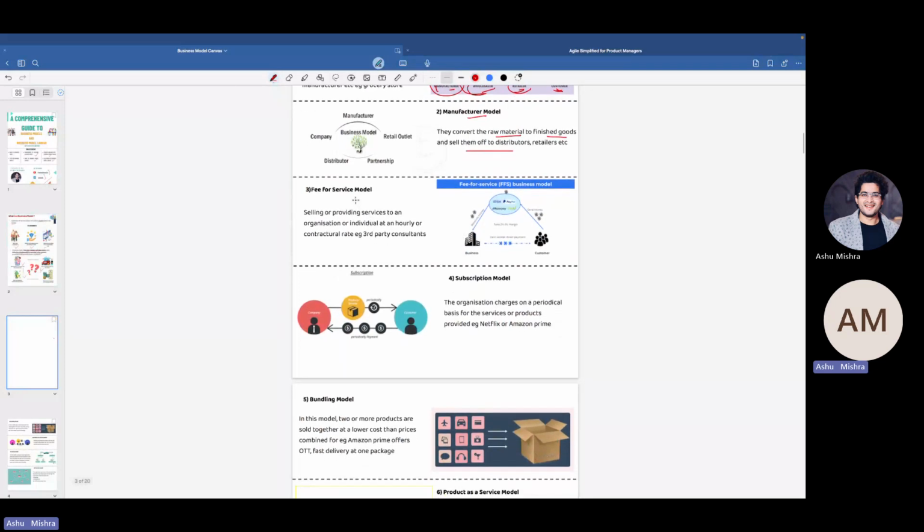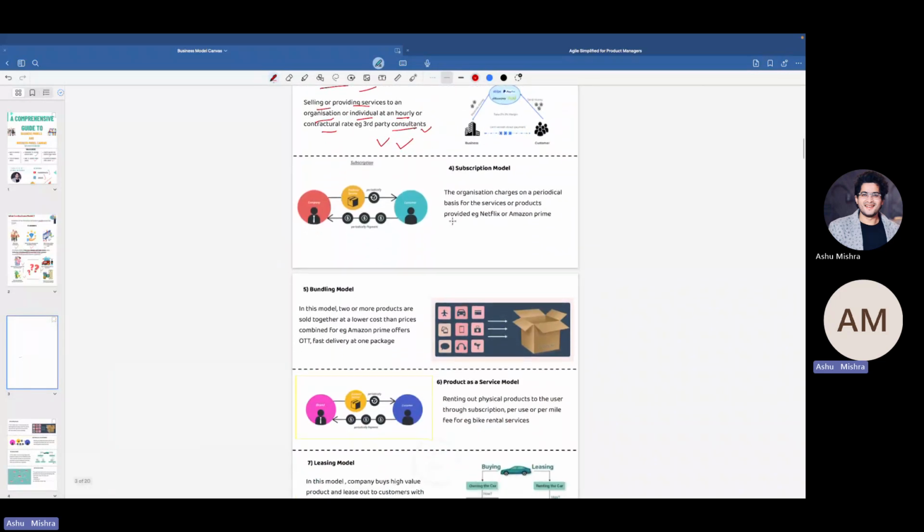Now let's come to the third type of model, guys, which is the fee for service model. Now, what is this model? This model says that you sell or provide services to an organization or an individual at an hourly or contractual rate. For example, a consultant or carpenter or someone who is providing their skills at a contractual rate to you. That comes under the fee for service model.